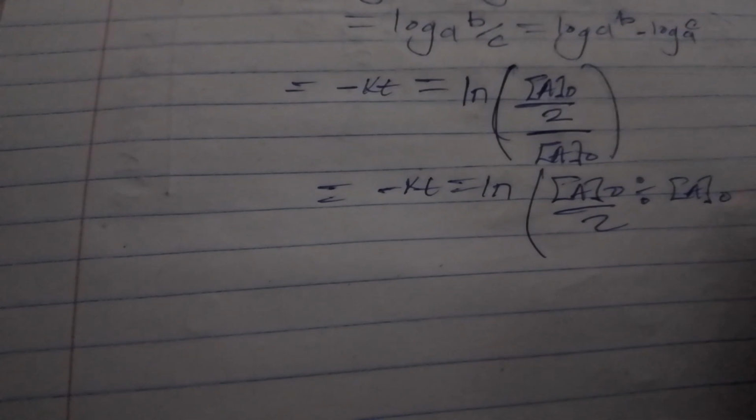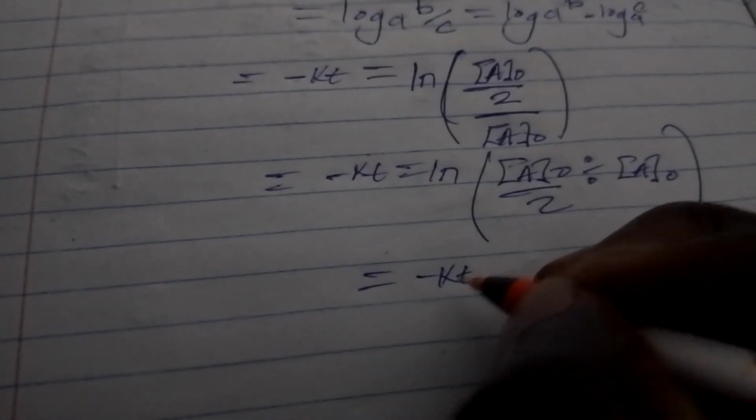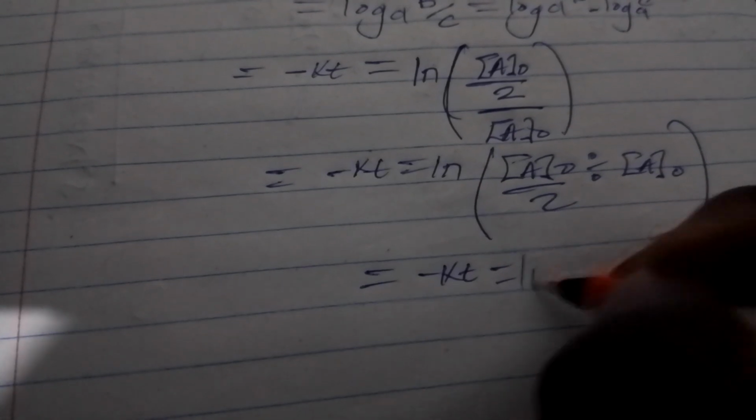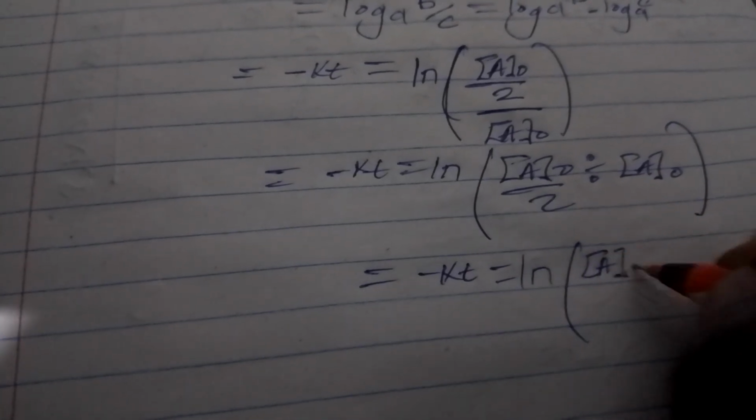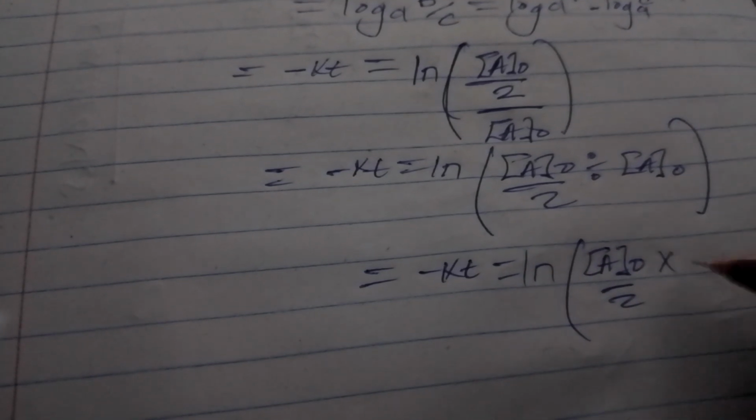What is happening inside: we are going to have initial concentration divided by 2. Then the division of initial concentration, step by step, is equal to negative kt, which is a constant at time t, is equal to the ln. What is happening inside there, you're going to have initial concentration divided by 2.